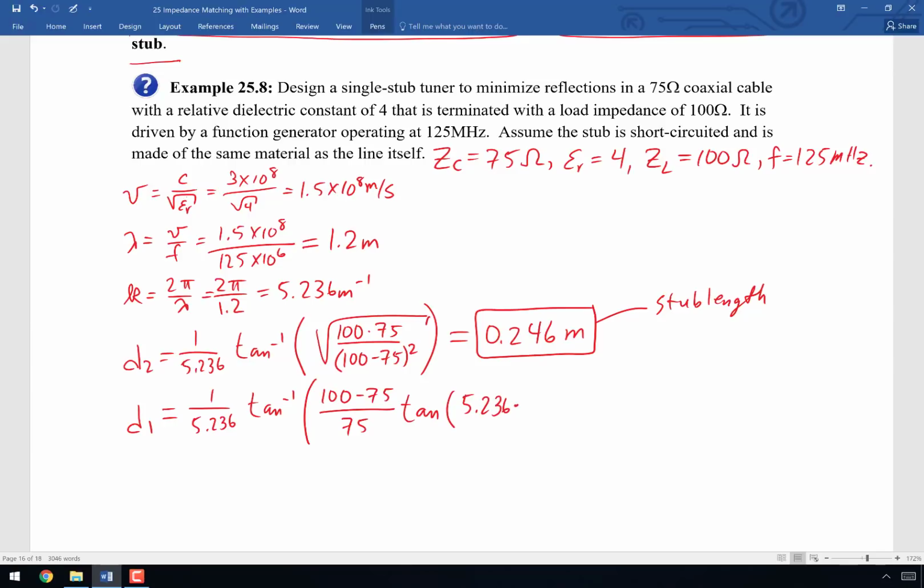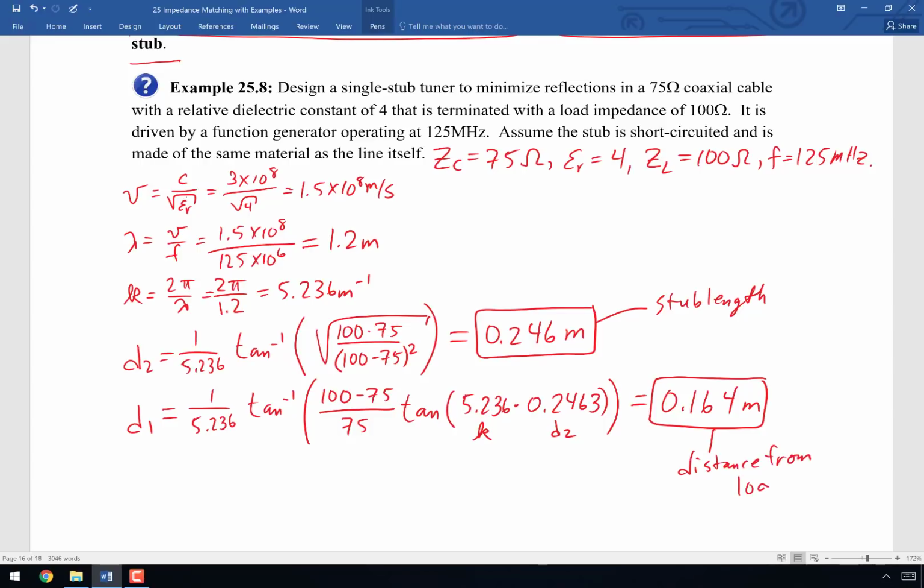5.236 times 0.2463. Remember, this is K and this is D2. And when we do that calculation, we end up with 0.164 meters, and this is the distance from the load.